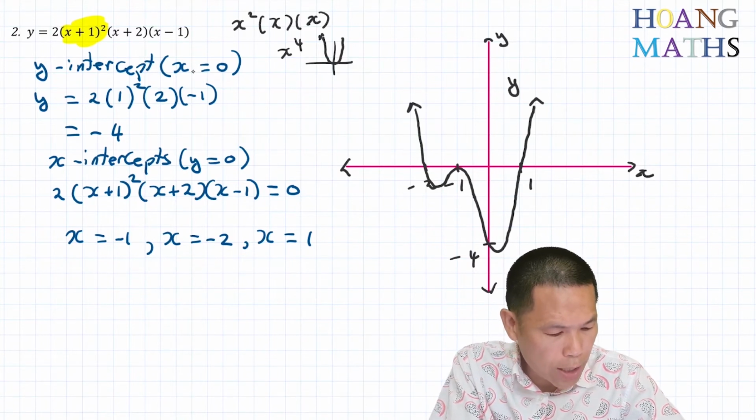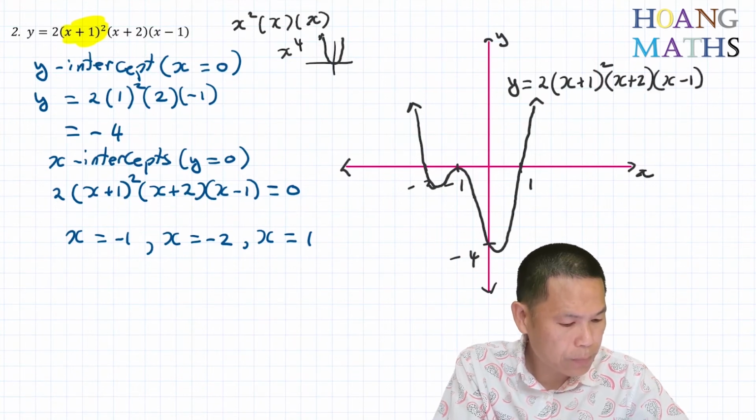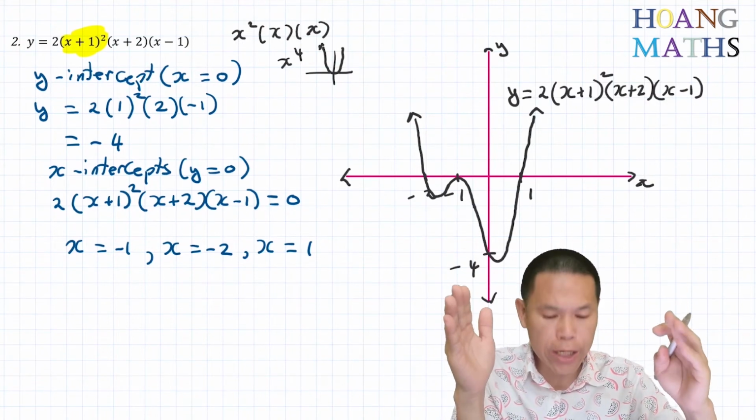So this is y is equal to 2, x plus 1 squared of course, x plus 2, x minus 1. And I hope you got it correct.